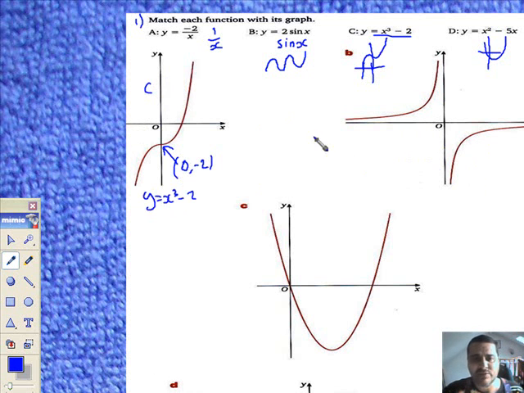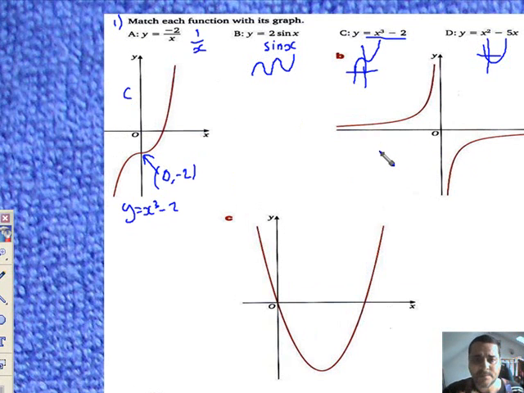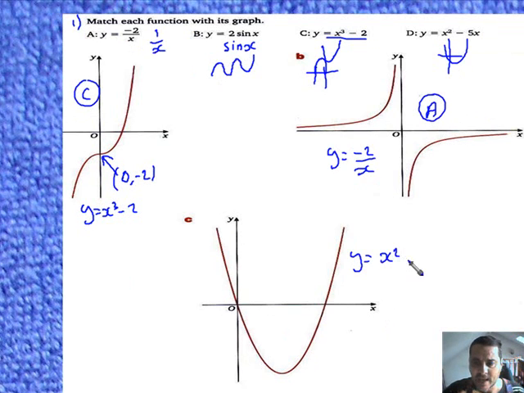Next one, classic reciprocal function, which is this one. So here I've got y equals minus 2 over x, and that's going to be therefore graph A. Just put little rings around them. Here, classic quadratic equation. That's going to be that one there. So y equals x squared minus 5x, and that's going to be D.